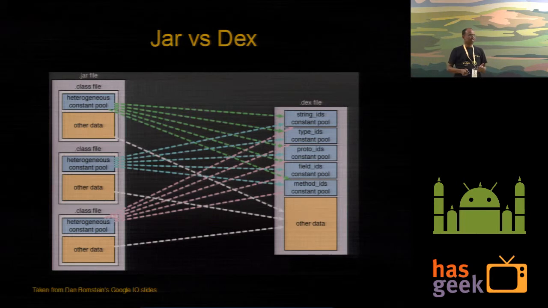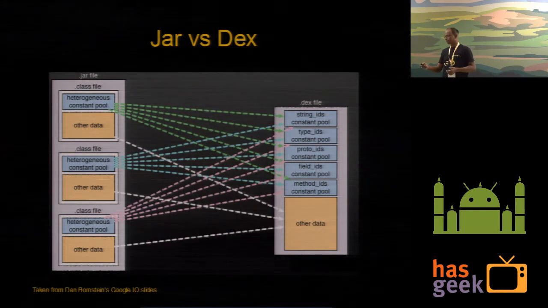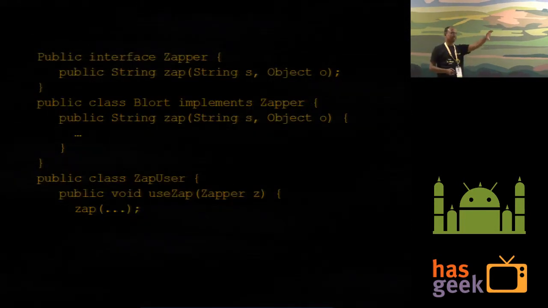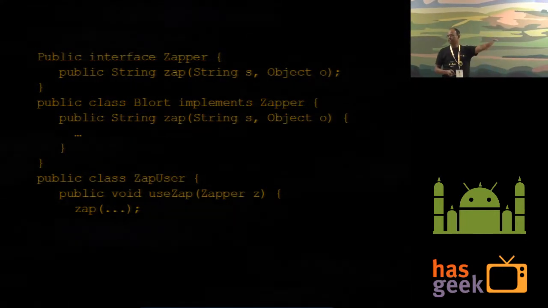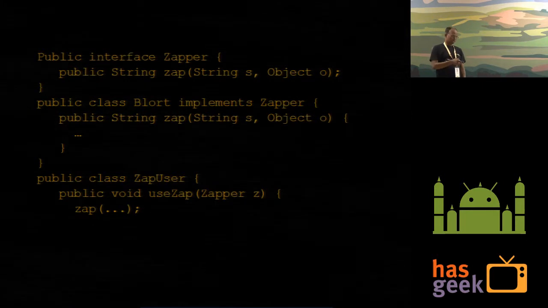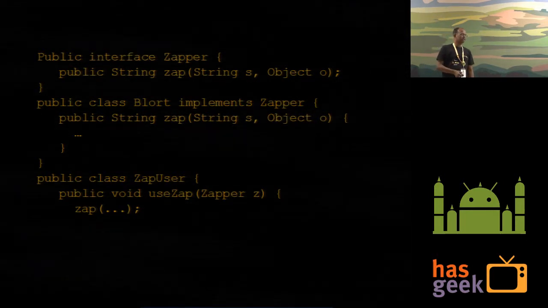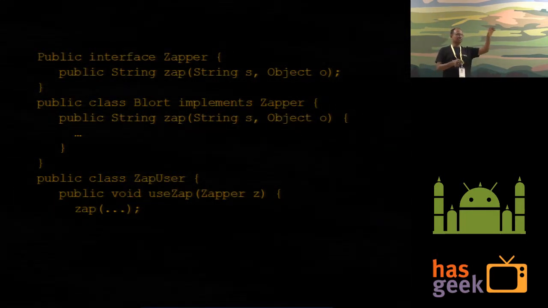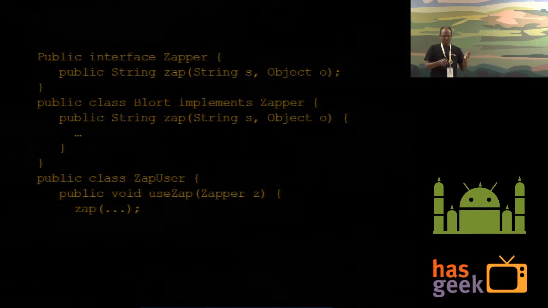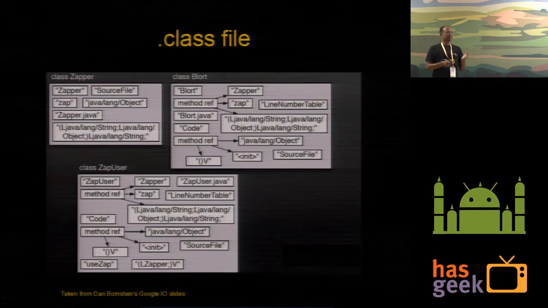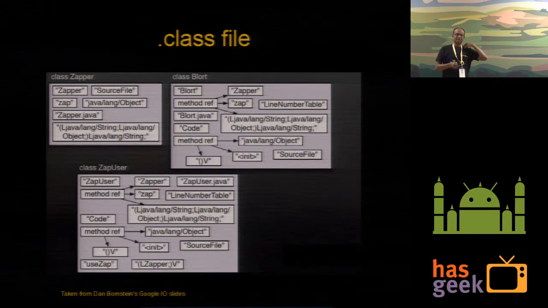So just to illustrate with a little example, let's take a small example, right? We have an interface, and we have this class Bloat, and then we have another class Zapper. So there are three classes. One of them implements the other one. The other one just uses the other class. And let's see how it looks, for example, in a jar file.